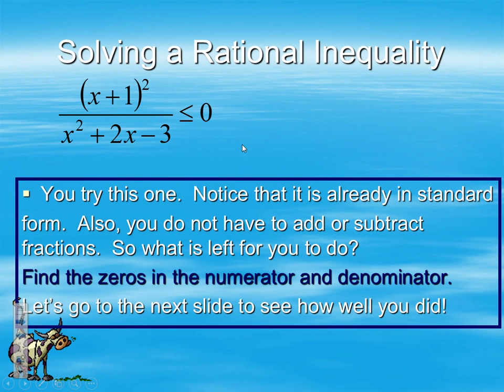Now, in this rational inequality, I want you to try this one. Notice that it is already in standard form. Also, you do not even have to add or subtract any fractions. So, what is left for you to do? Well, all you have to do is find the zeros in the numerator and the undefined values in the denominator. So, pause your video and then work out this rational inequality. Then start up the video to see how well you did.